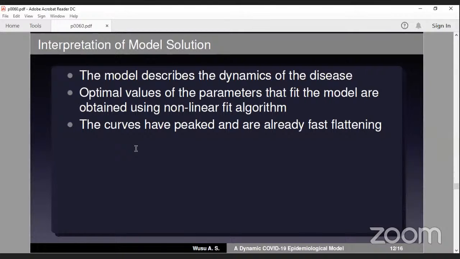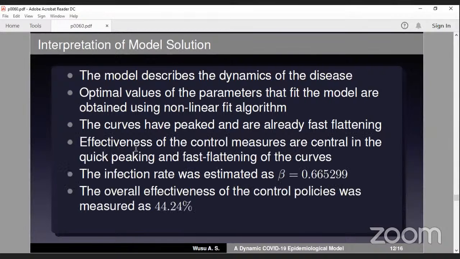Now, how do we interpret all this, our solution? What's the meaning to the layman? How would the layman understand this? First, our model describes the dynamics of the disease. The optimal values of the parameters that fit the model are obtained using a nonlinear fit algorithm. Let me use the opportunity to tell you that we actually use the nonlinear fit algorithm to look for the best set of parameters that will fit the model to the real data that we have. And we can see that the curves have already peaked and are already fast flattening.